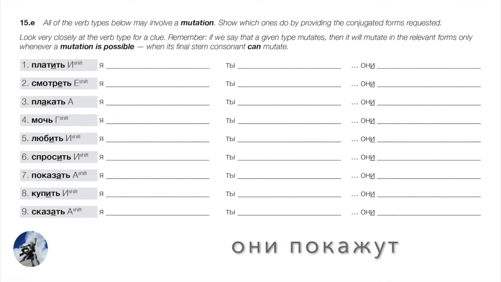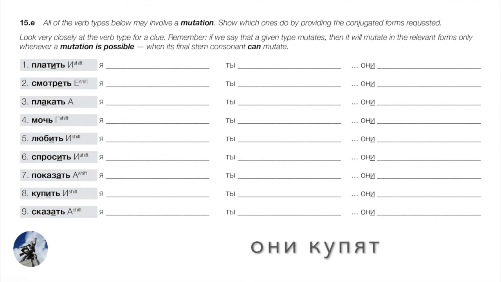Number eight, купить. Shifting stress, E verb, ends in п, which is a labial. Can п mutate? Yes, so we get я куплю. Now the stress shifts backwards and we lose the mutation. Ты купишь, они купят.